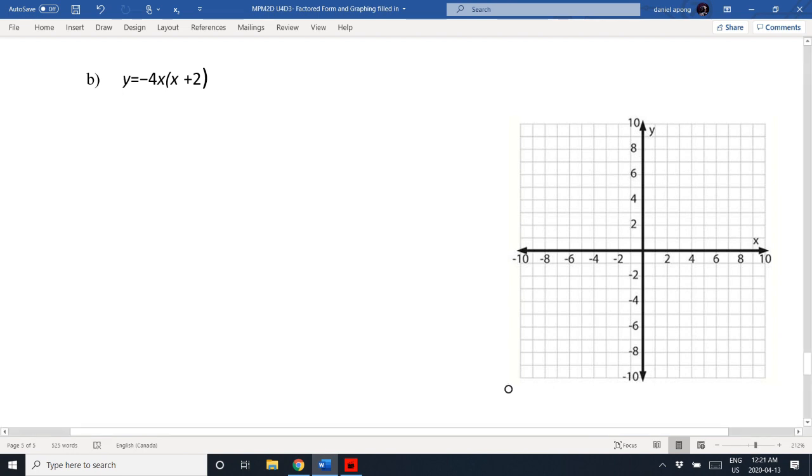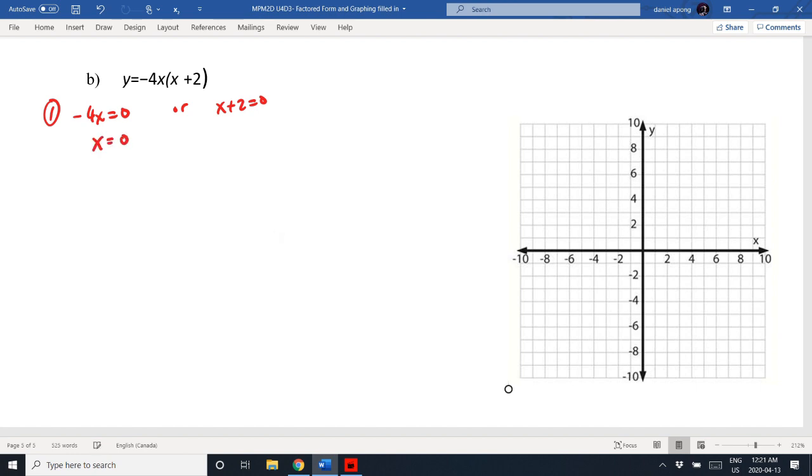Okay, so let's find our x-intercepts. What two values of x would make this equation 0? We just have to look at each factor individually. So we have -4x is equal to 0, and the other one is x plus 2 is equal to 0. Then we can solve for whatever x value is. Something times x equals 0, so x has to be 0 for one of them. For this one, we're just going to move the 2 over to the other side, so x is equal to -2. Those are our two x values, and we can write those out as coordinates, where y is equal to 0. So (0, 0), and then (-2, 0).